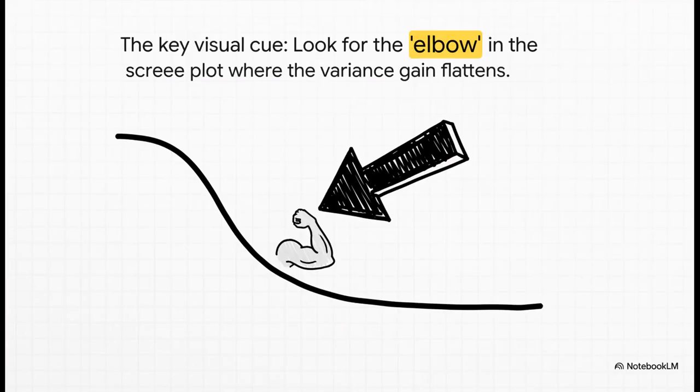So the big question is, how many components do you keep? Well, the scree plot is your absolute best friend here. What you do is you plot the amount of variance explained by each component, one by one, and you're looking for the elbow, that spot on the graph where the line starts to flatten out. That's the point of diminishing returns, where adding another component just isn't worth the extra complexity.